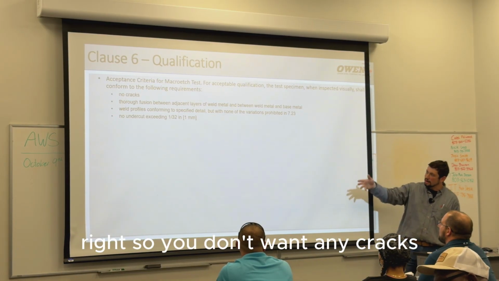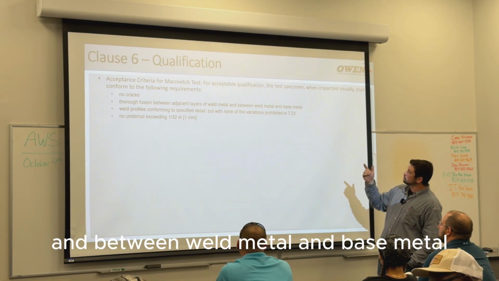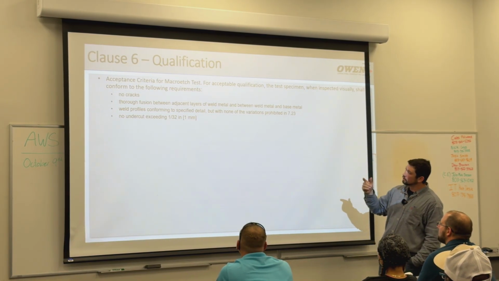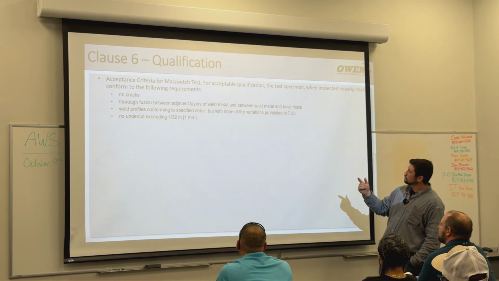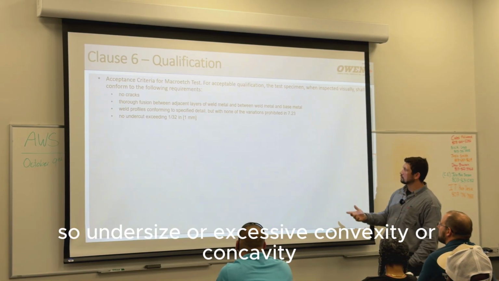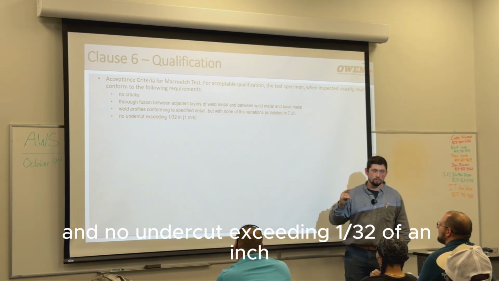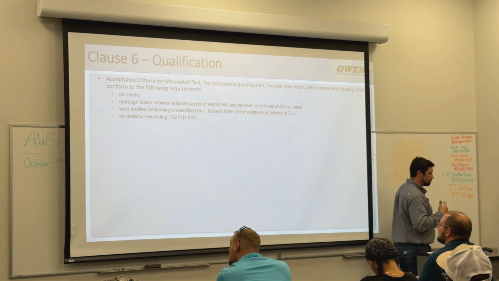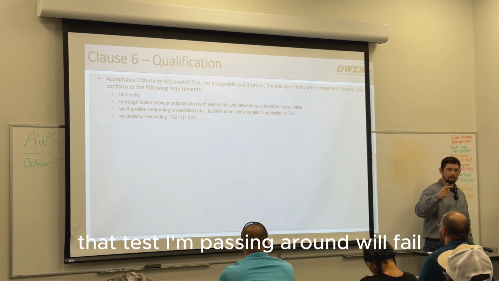So you don't want any cracks. You want thorough fusion between adjacent layers of weld metal and between weld metal and base metal. Weld profiles conforming to a specific detail, but with none of the variations prohibited, so undersize or excessive convexity or concavity, and no undercut exceeding 1/32 of an inch. If you go outside of any of those bullet points, the test piece we're passing around will fail.